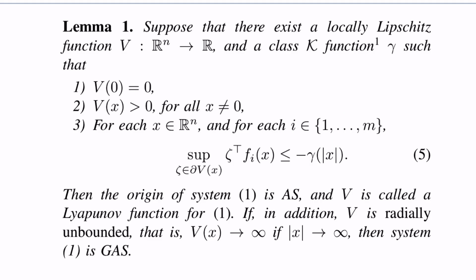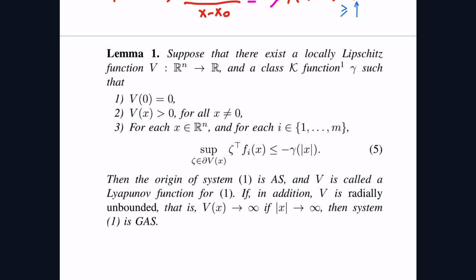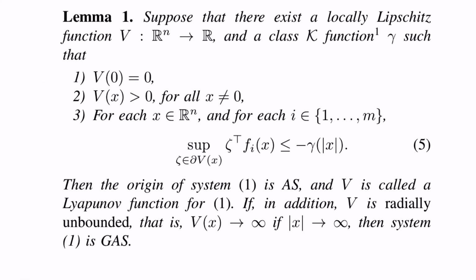This is norm. And then the origin of the system is asymptotically stable. All right, we got that. And V is called a Lyapunov function for the given differential inclusion if, in addition, V is radially unbounded, which is the definition of a function being radially unbounded, then the system is globally asymptotically stable.